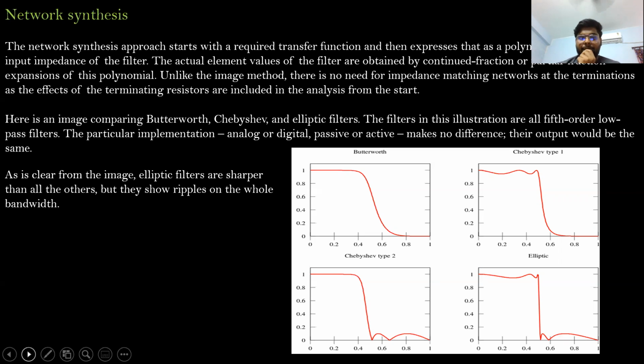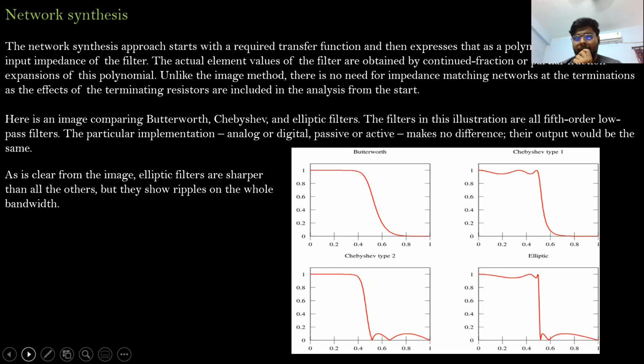Here is an image comparing Butterworth, Chebyshev, and elliptical filters. These filters in the illustration are all fifth order low pass filters. The particular implementation, analog or digital, passive or active, makes no difference. Their output would be the same, as is clear from the image. Elliptical filters are sharper than all others, but they show ripples on the whole bandwidth.